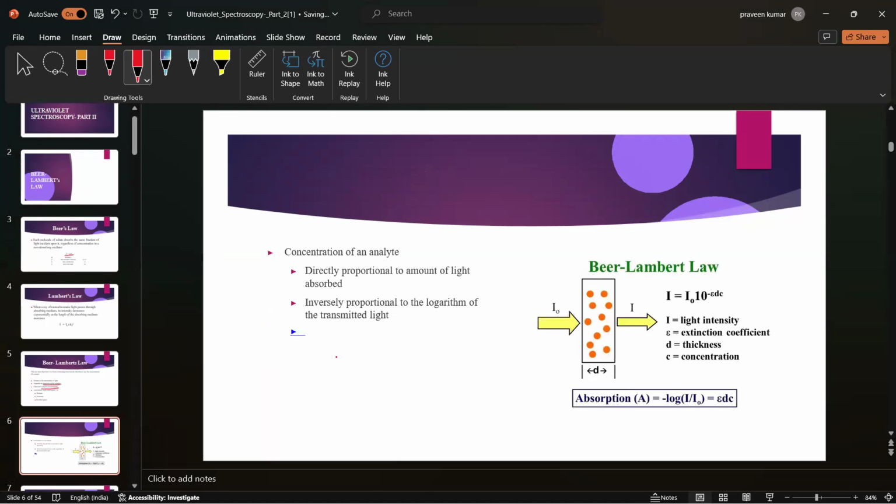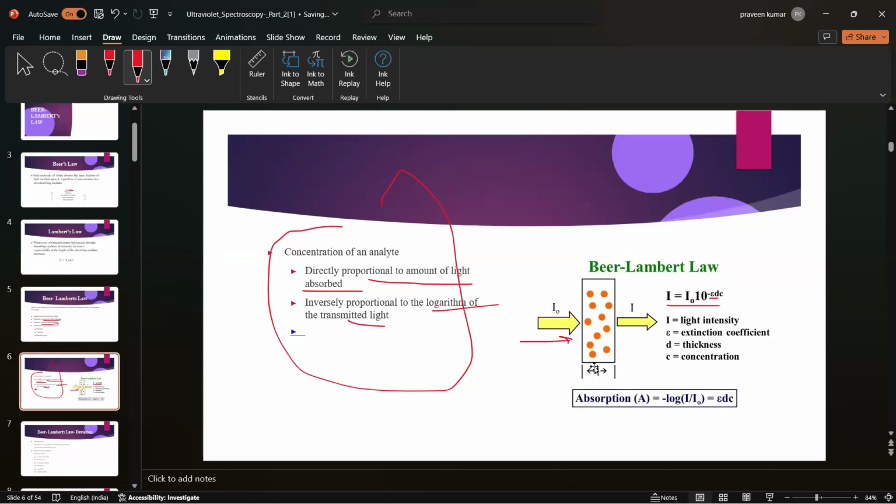Concentration is directly proportional to the amount of light absorbed, and inversely proportional to the logarithm of the transmitted light. We have to remember this, guys. A equals minus log I by I naught. I naught is the intensity of the incident light, and I is the intensity of the emitted light, so I equals I naught 10 to the power of minus epsilon c d. D is the distance, the path length.